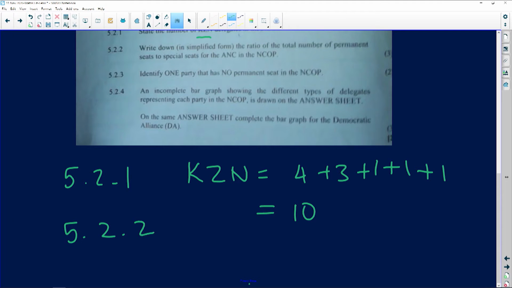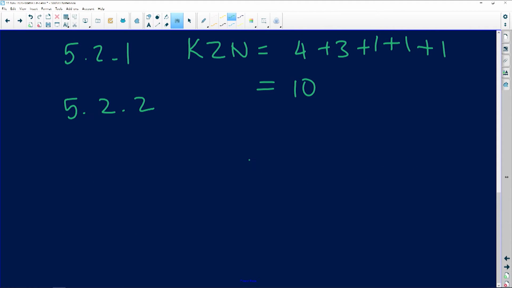5.2.2, write down in simplified form. Guys, simplified form, the ratio is always something is to something. So now I can see that I didn't leave enough space, so I'm going to start that from scratch. 5.2.2. Whenever I'm writing a ratio, I need to know it's going to be something is to something. That's the first thing you need to know about ratios. And then the second thing is that the ratio needs to be in simplified form.